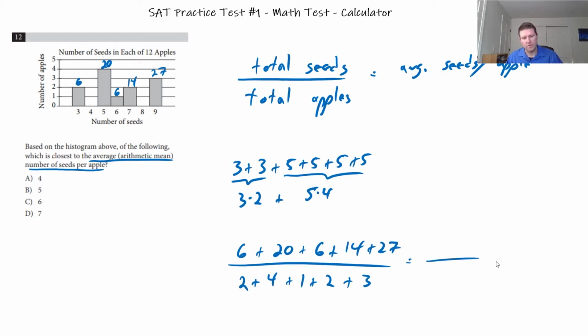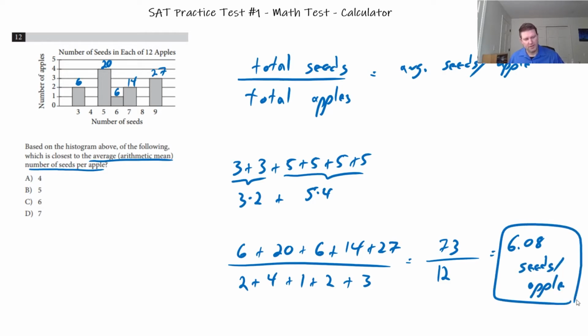So for all this, you end up getting, well, let's grind that out. So 32, 46, and 27 is 73, all over 12. And then if you do 73 over 12, you end up with 6.08 seeds per apple. And then you're just picking the closest one, so you end up getting 6.